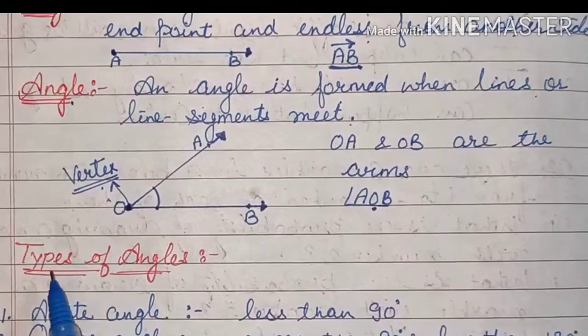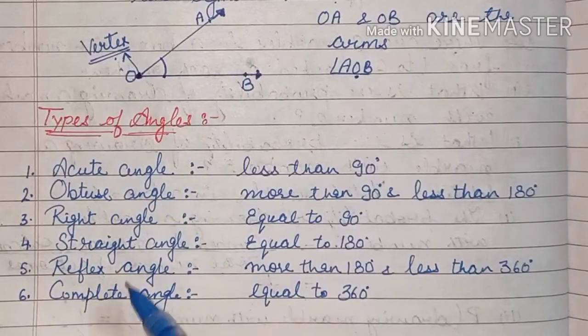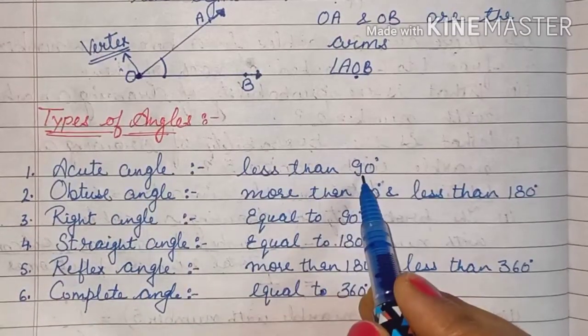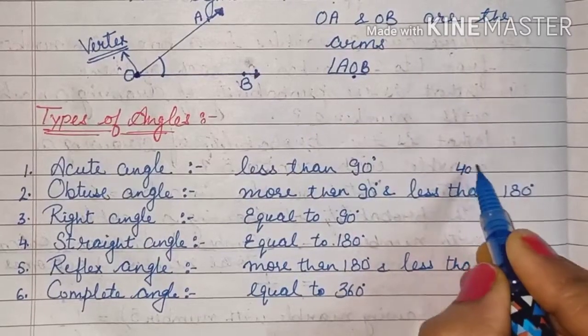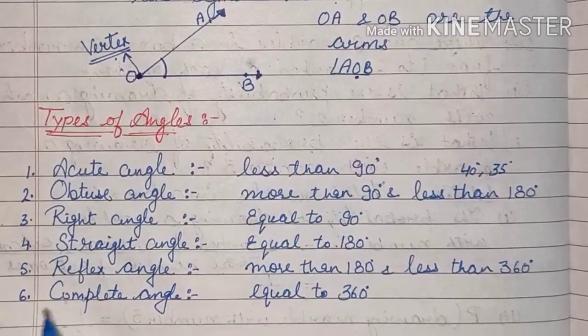Now let's recall about types of angles. First one is acute angle. So you all know about these types of angles. An acute angle is one whose measure is less than 90 degrees, like 40 degrees, 35 degrees. These all are examples of an acute angle.